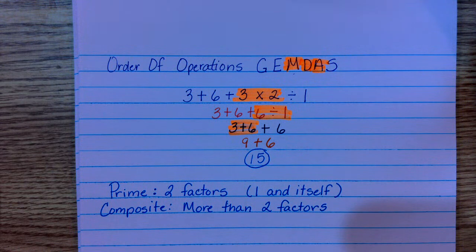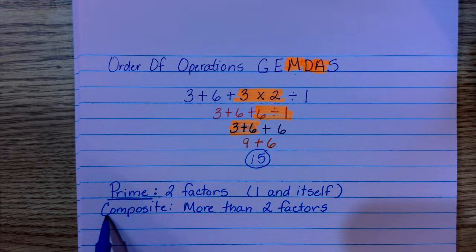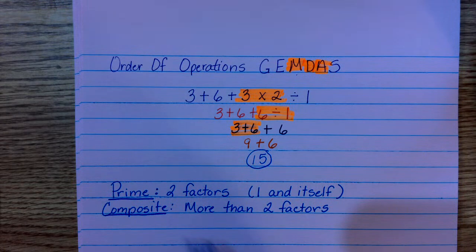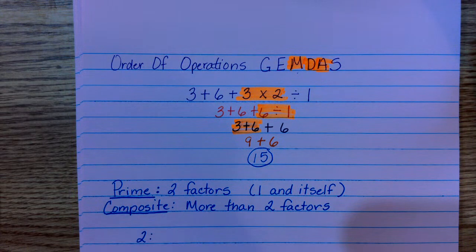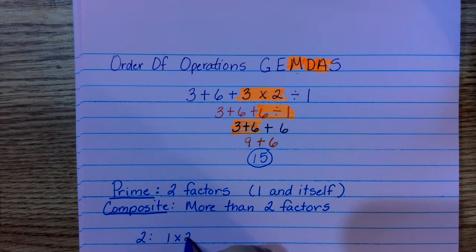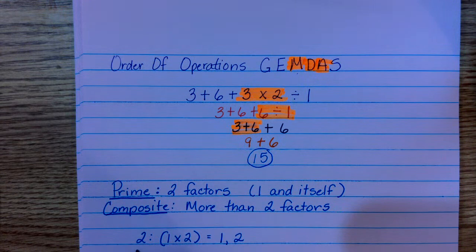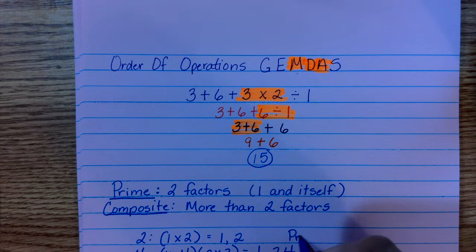So when we look at any even number other than 2, all of those are going to be composites because they're going to have more than 2 factors. The reason that 2 would be a prime number is because 2 has only 1 times 2. So 1 and 2 are the factors. 4 has 1 times 4, but it also has 2 times 2. So its factors are 1, 2, and 4. 2 is prime, 4 is composite.